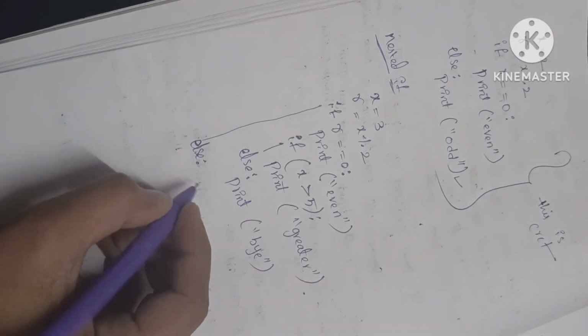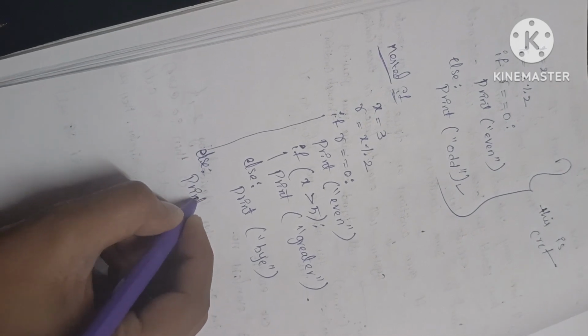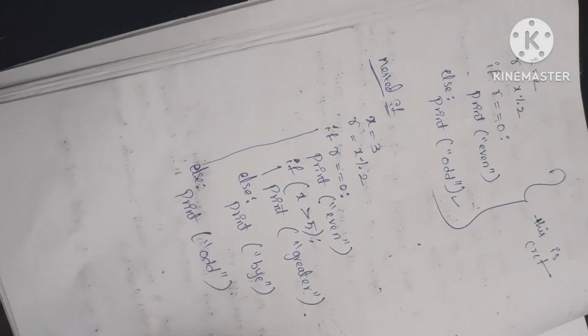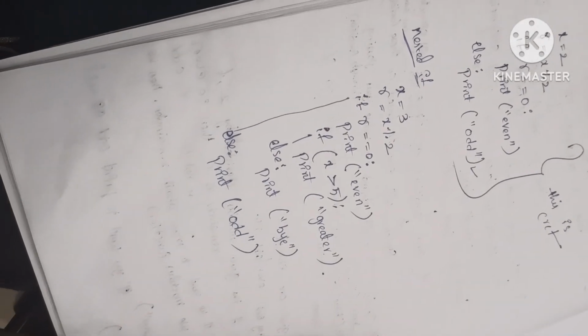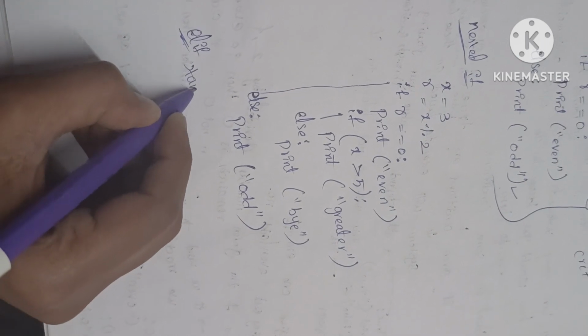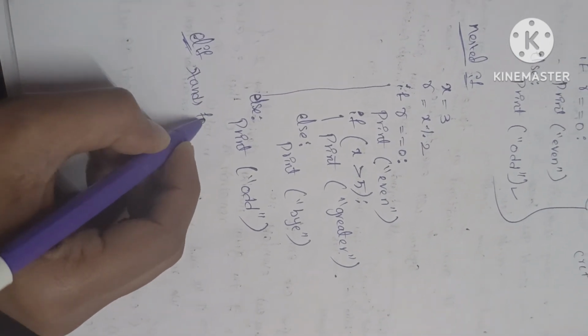Yes, see here, this is what nested if is about. If r equal to 0, then it will print even, and it will go to the next if. If it is true, it will come out of the block.